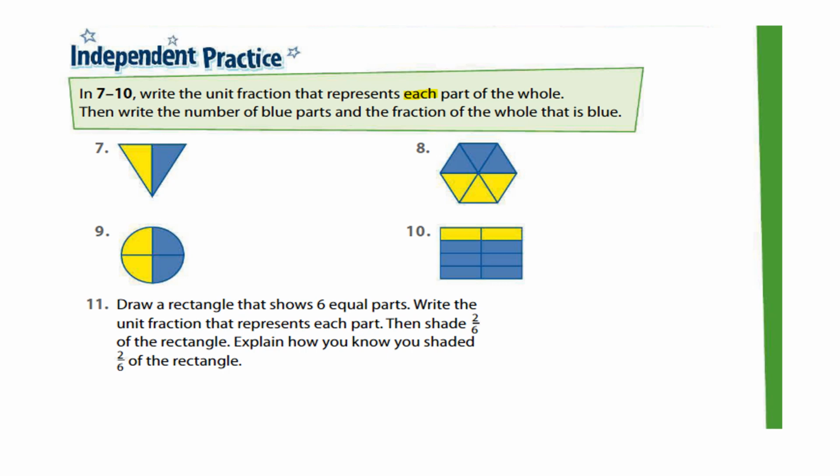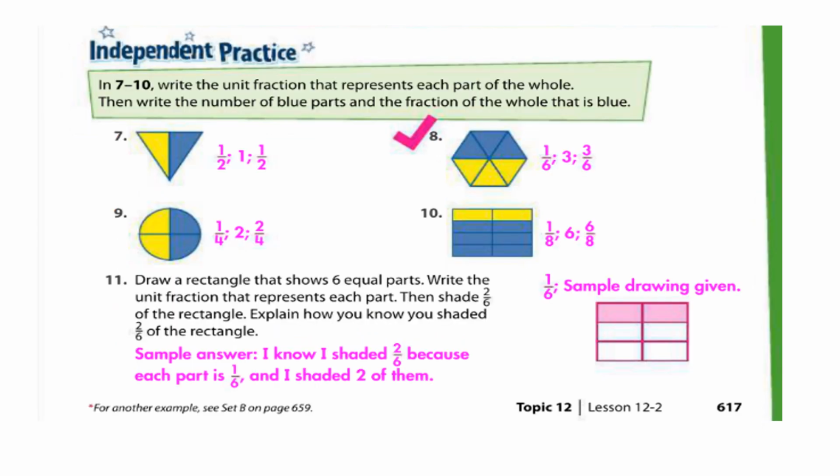And in question 11, you have to draw a rectangle and you have to divide it into 6 equal parts, just like we did in page number, I think it's 615. We divided the rectangle in 3 equal parts. Now you have to divide this rectangle into 6 equal parts, and then you have to shade how many parts? 2 parts. Your numerator is 2. So let's sample answers. You have to do it yourself and then you can match your answers with mine.